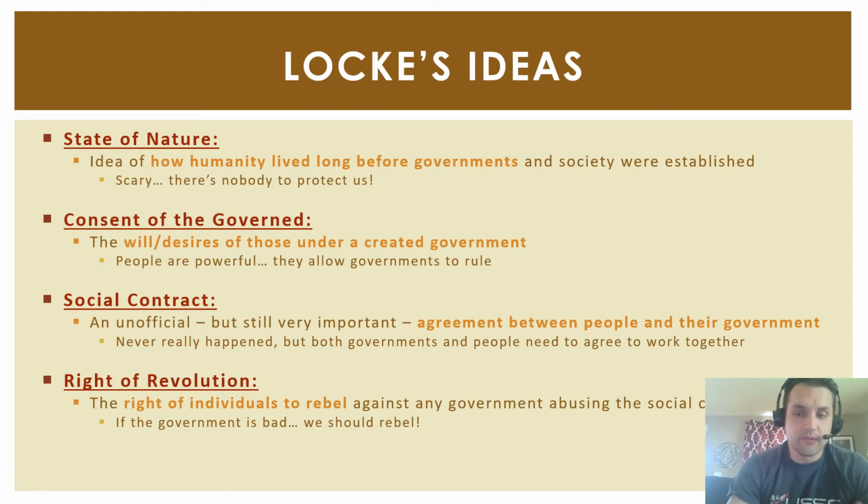Your government will protect your life, liberty, and property, and in return, you will obey that government. Now, what happens if the government doesn't do that? If the government's not actually protecting your life, liberty, and property the way that it's supposed to, that's when we get to go to the last bullet, and that's what's called the right of revolution. Individuals, ordinary people, have the right to rebel against any government that might be abusing the social contract.